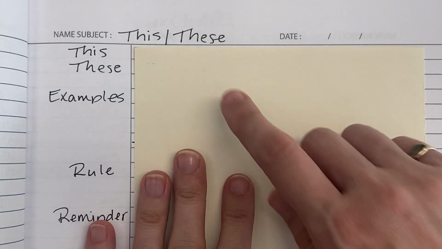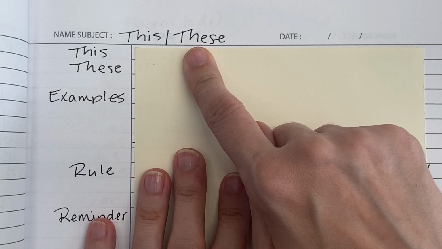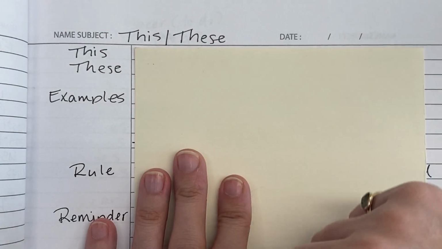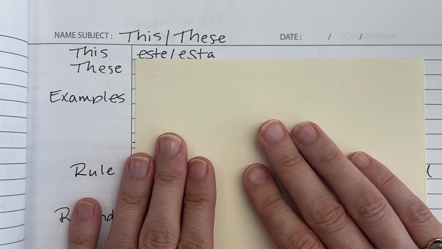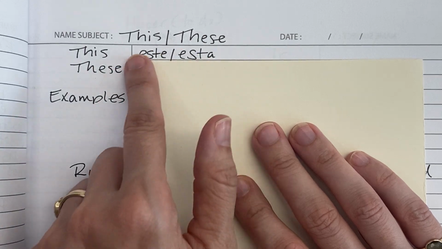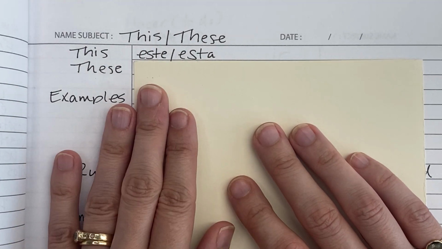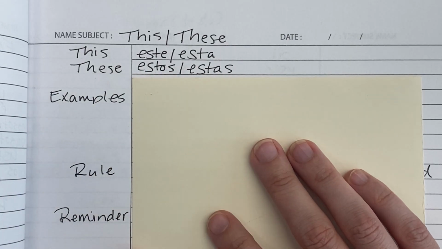Hi, in this video you are going to learn about the words this and these in Spanish. In case you're curious, these are called demonstrative adjectives. We have two ways to say this in Spanish, este or esta, and we're going to learn when to use which one later on. And these is estos or estas, okay?